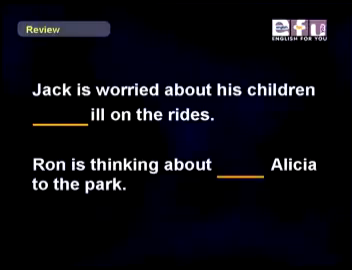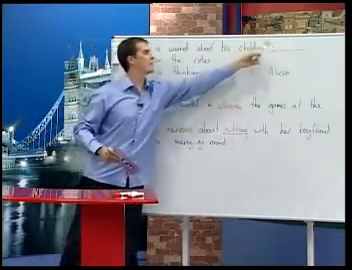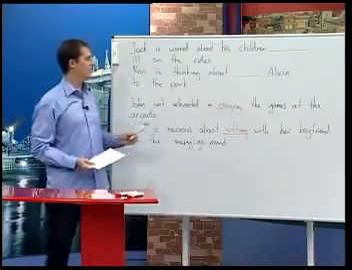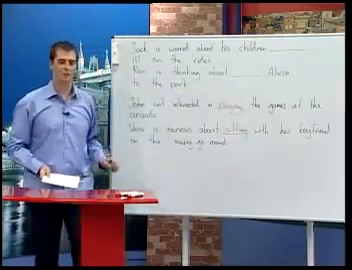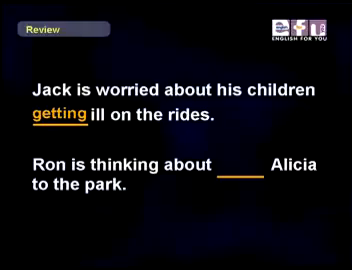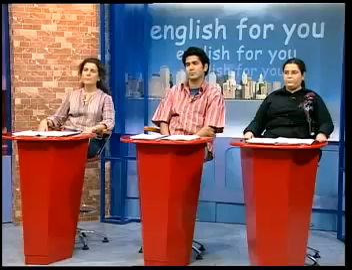And the second one, Ron is thinking about something, Alicia, to the park. Jack is worried about his children, ill on the rides, and Ron is thinking about Alicia to the park. What do you think? Jack is worried about his children getting ill on the rides. Ron is thinking about taking Alicia to the park. Good. Jack is worried about his children getting ill on the rides, and Ron is thinking about taking Alicia to the park. Very good. Thank you, everyone.